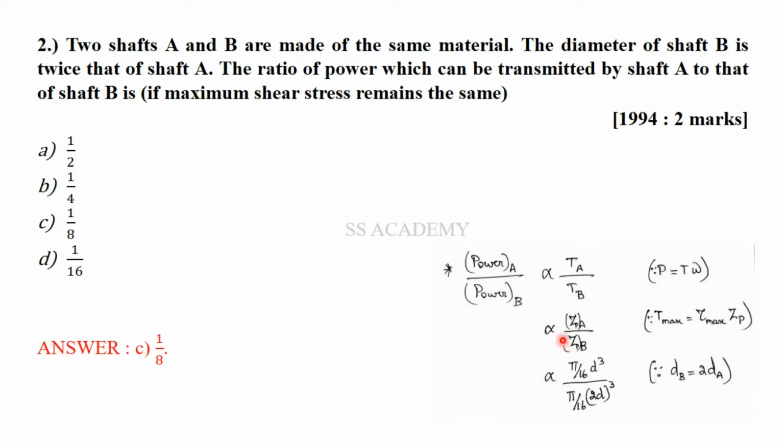So ZPA by ZPB. We know that the polar section modulus for a circular cross section is pi by 16 d cube. For shaft A it is d, and for shaft B, the diameter of shaft B is twice that of shaft A, so it will be 2d because d is the diameter of shaft A. I have assumed it. Here I have mentioned it. So it will be pi by 16 d cube by pi by 16 2d the whole cube, which eventually comes out to be 1 by 8.